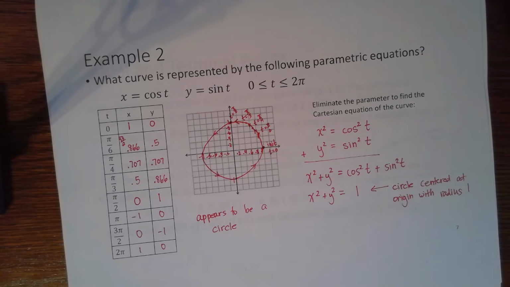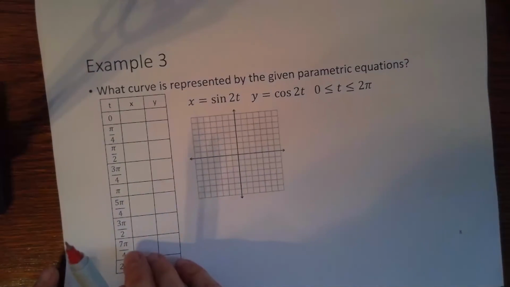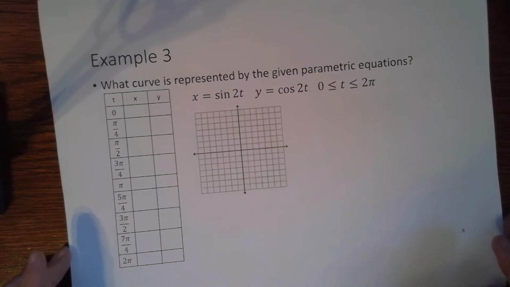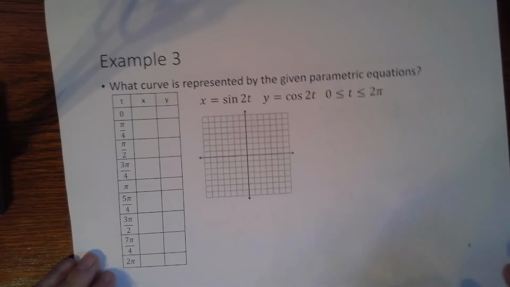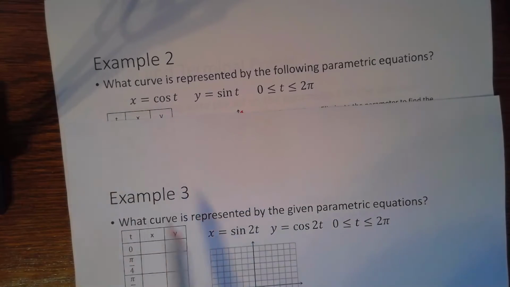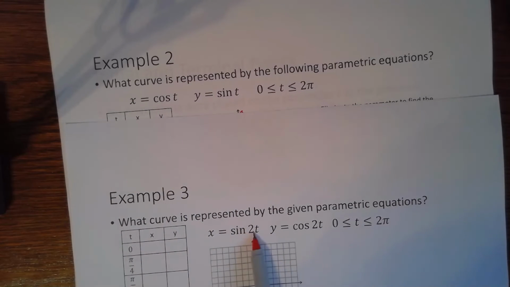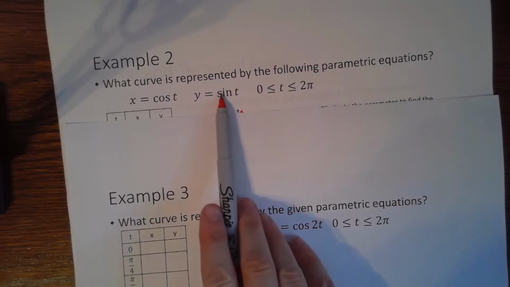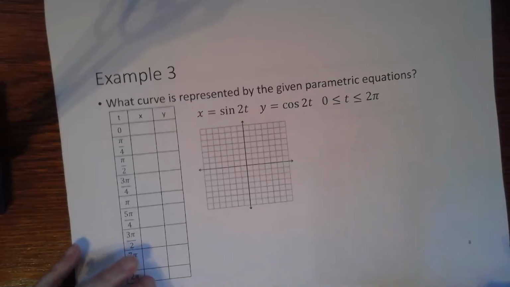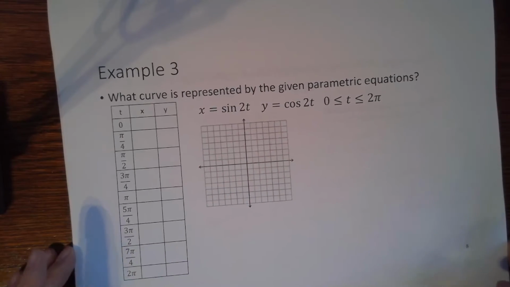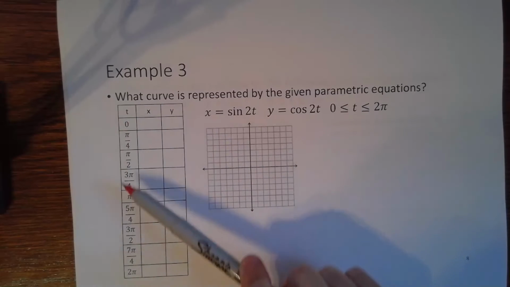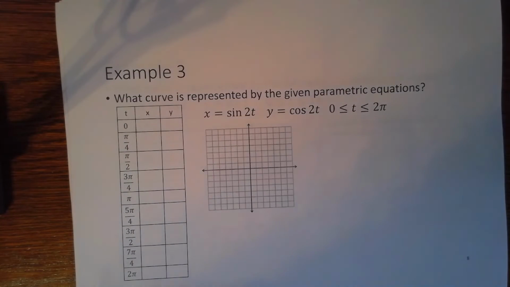Okay, next we'll have another example. We want to see what curve is represented by this parametric equation. So it's similar to the last one, but this time we've got a sine for x instead of cosine, and it's 2t, and we've got cosine for y instead of sine, and it's 2t. Okay, but again, we're going to let t vary from 0 to 2 pi. So again, I've chosen just a few angle values for t to put in here, so we can get a little bit of an idea of what it's doing.